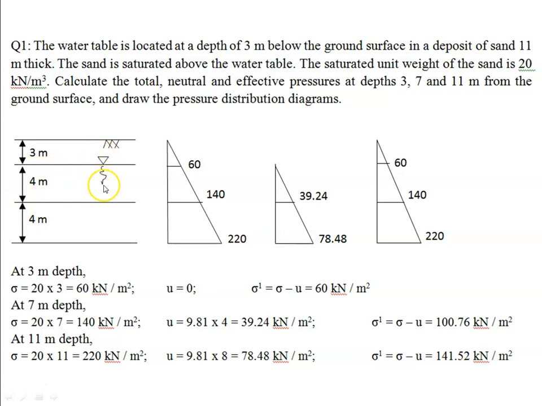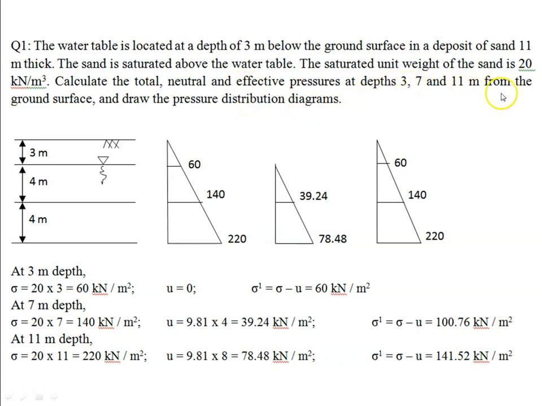Even though the soil is the same, the unit weights are varying. Above the water table, the unit weight will be different. Below the water table, the unit weight will be different. Saturated unit weight of sand is 20 kilonewton per meter cube. That is below the water table, because the soil is saturated, it is 20 kilonewton per meter cube. Then calculate the total, neutral and effective pressures at depths 3, 7 and 11.